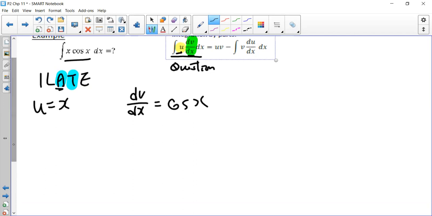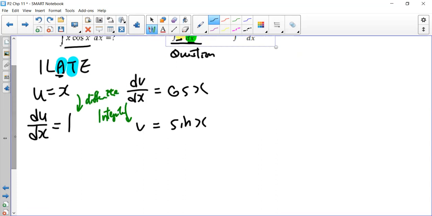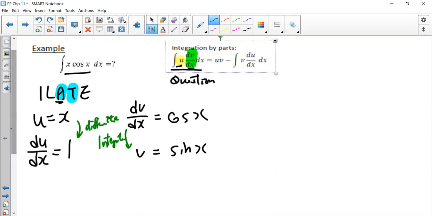Next, I'm going to differentiate and find a counterpart of each term. du by dx, differentiate x, is 1. Next, to find v, I need to integrate because it was given as dv by dx. So integrate cos x is sin x. We don't have to do a plus c in here. Then we can use the formula, so I'll copy the formula again.